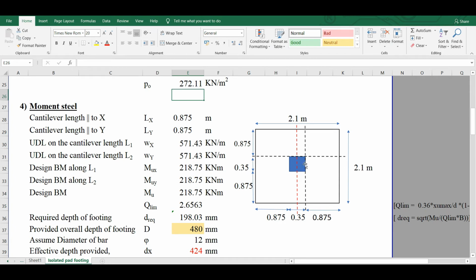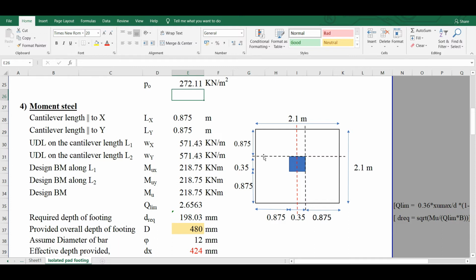So in order to calculate the maximum bending moment at this section, I need the value of this cantilever portion, that is from this black dotted line to the extreme end of the footing. Once I have this cantilever length, and if I know the UDL that is acting over it, I can easily calculate the bending moment in the cantilever portion, that is W into L square by 2.